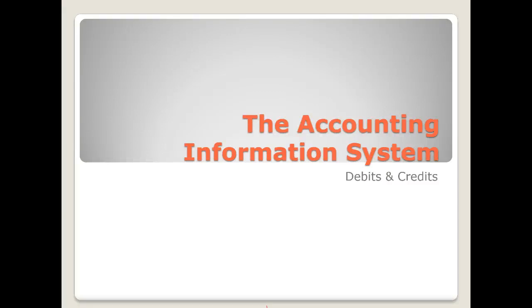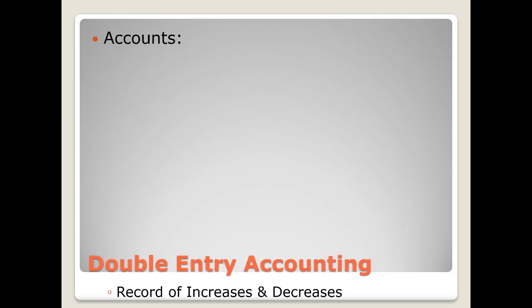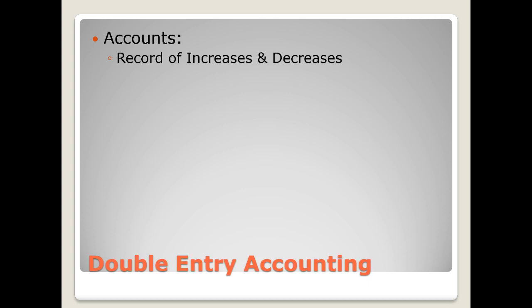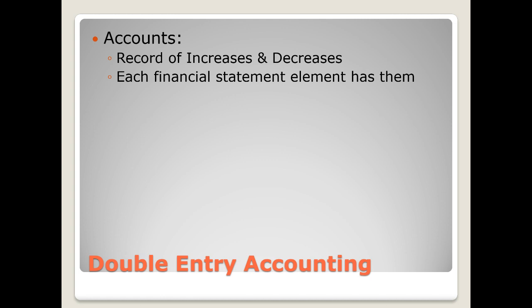In this video, we're going to introduce how a company uses the accounting system to analyze and record the events that regularly happen in a company. What they use is something called double entry accounting. In order to have that, you need to have something called accounts. Accounts reflect the various kinds of transactions that can occur in a company, and inside each account, it records the increases and decreases that happen within it. Each financial statement element has an account.